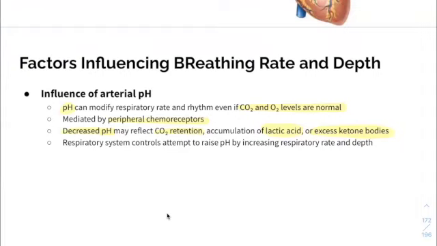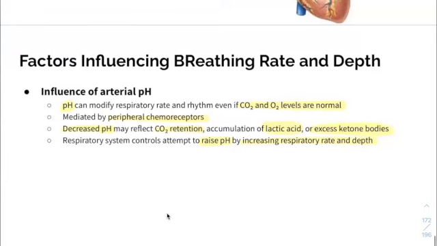Our respiratory system works to try to fix a decreasing pH, also a rise in pH, because they increase the respiratory rate and their depth of breathing. Do we need more oxygen? Do we need less oxygen? How is that going to fix our pH in our blood and our system? Our body's constantly monitoring that 24/7.